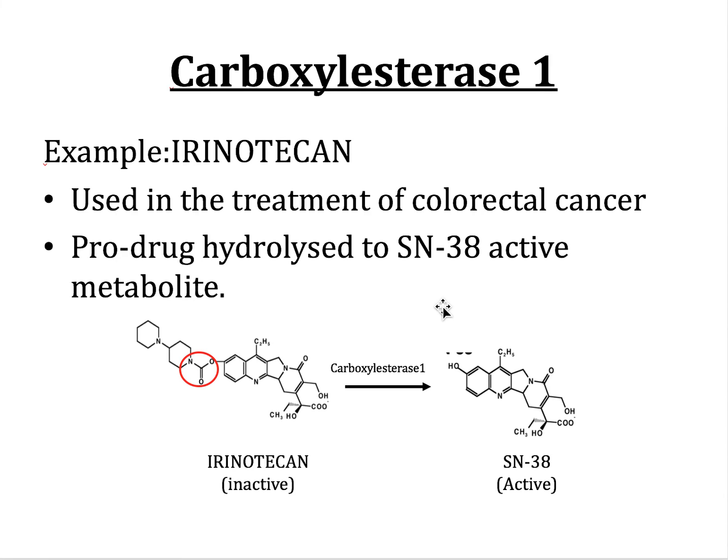An example is irinotecan, used for colorectal cancer. It's a prodrug. SN-38 is the active metabolite, and carboxylesterase 1 usually converts it into the active form. The irinotecan is given as a prodrug, and it becomes active once it undergoes hydrolysis by carboxylesterase 1.